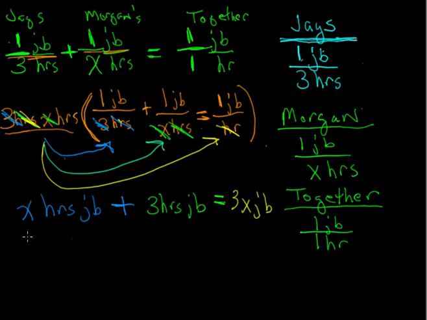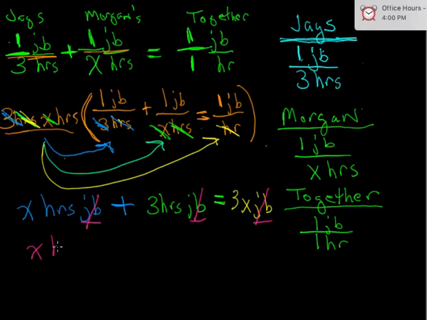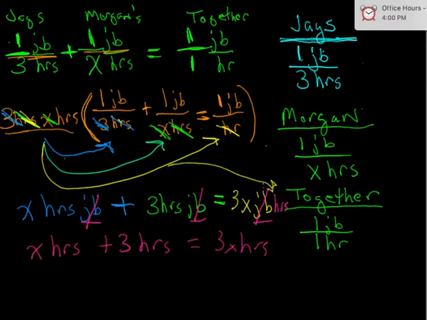Well, every term has a job in it. So if I divide the right-hand side by job, that will cancel. But if I divide the right-hand side by job, I have to do the same thing on the left-hand side. So the left-hand side cancels. And so I get x hours plus 3 hours equals 3x hours. Ran out of space, forgot to write the hours there, but we're good.